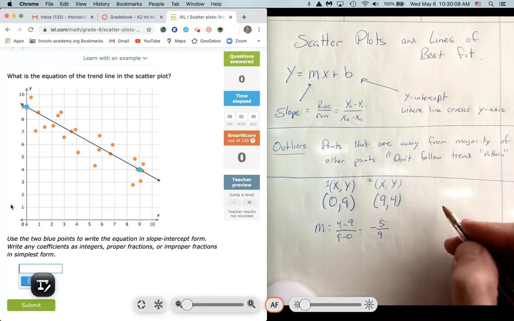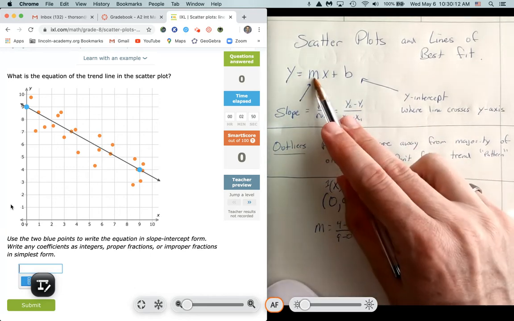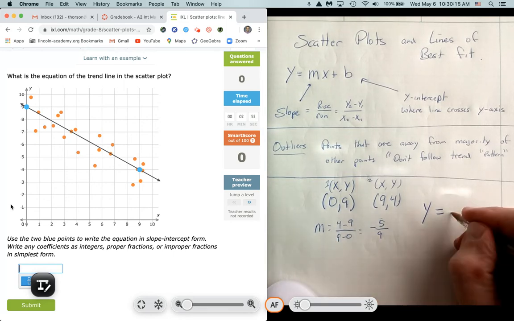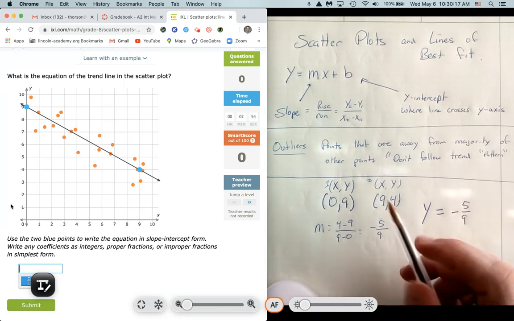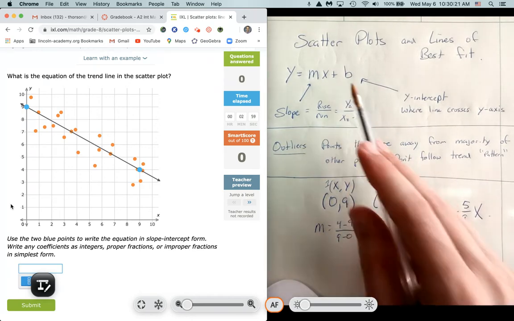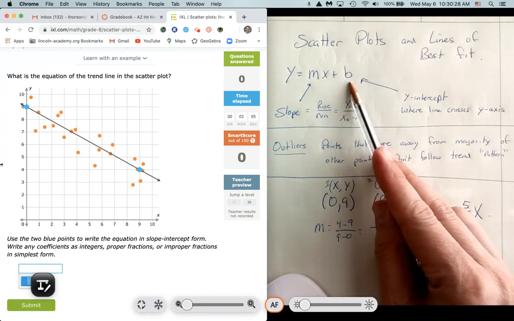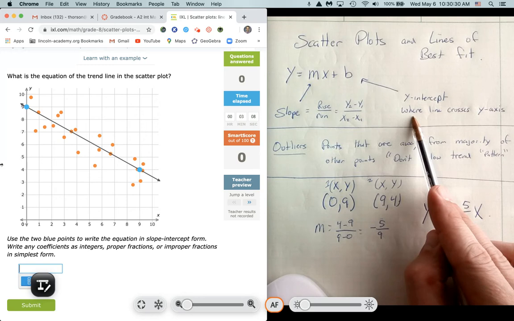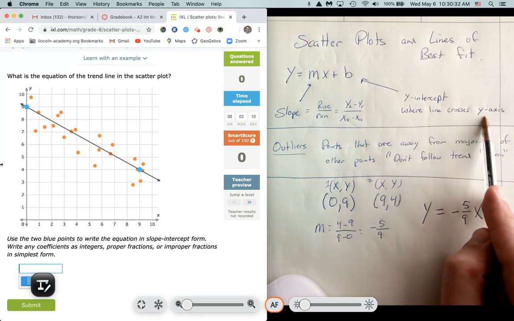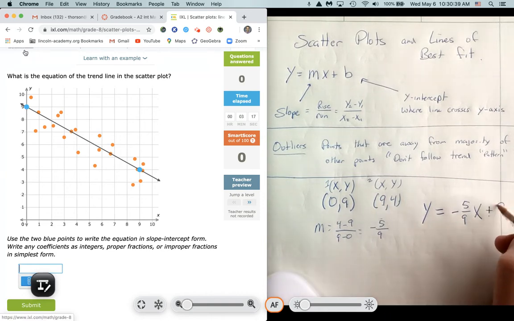So our equation, right, I'm going to write the y equals my slope, which is what I just found, negative 5/9 times x, make sure you write x, and then plus some b value, which I don't know yet. I still don't know what the b is. Or do I? Yes, I do. Remember, the b is the y-intercept. It's where it crosses the y-axis. Well, we can see where it crosses the y-axis. Right here on the graph, it crosses at 9. So I put plus 9.